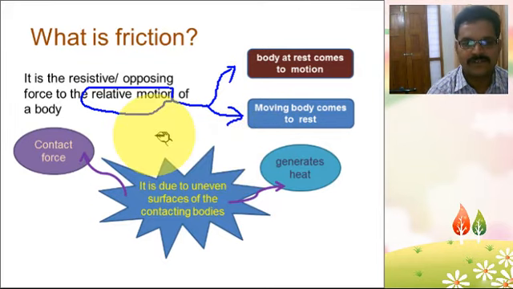So friction opposes the motion of the body. Friction opposes the state of rest also. That means if the body is at rest, it helps the body come into motion. If the body is in motion, it helps the body come to rest. Both ways are possible. Let me explain more about this.